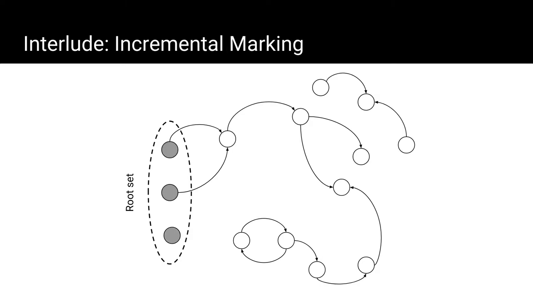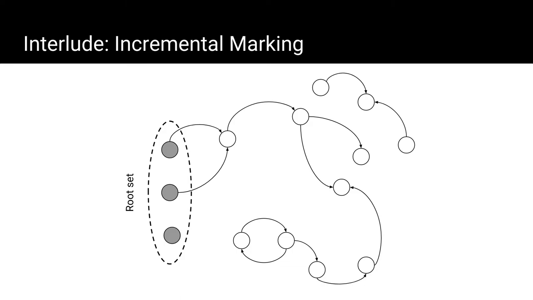In an incremental world, you not only have marked and unmarked, which is black and white, but you also have this intermediate state, which helps you maintain a consistency condition, which is that no marked objects should point to unmarked objects.